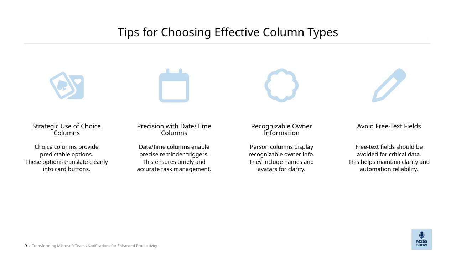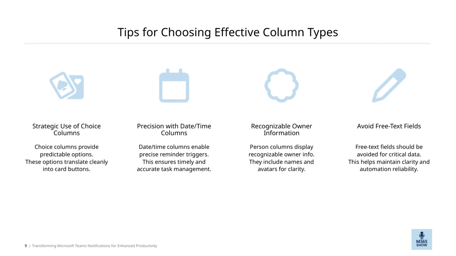Let's talk about some tips for choosing effective column types to make your Microsoft Teams notifications more impactful. First, it's best to avoid free text fields, especially for critical data. Why? Because free text can lead to confusion or errors, and it makes automation less reliable. Clear, structured data is always better for maintaining clarity and ensuring your workflows run smoothly.